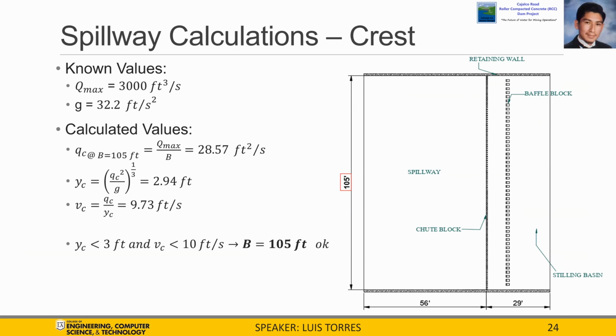First, we will look at calculations at the crest of the spillway. Here, we use the max discharge and a control width to evaluate the water's critical flow, critical depth, and critical velocity. Part of the design criteria was to keep the water's critical depth below 3 feet and the critical velocity under 10 feet per second. Through an iterative process, we found that the optimal dimension to meet this design criteria was a channel width of 105 feet, which would be used for the entire length of the spillway.